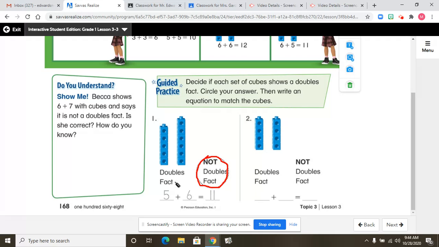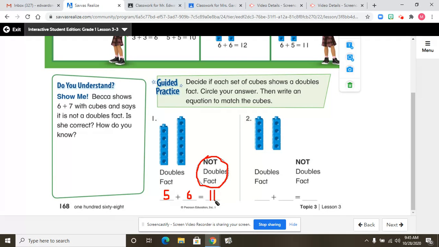Then they want you to write an equation. So, the first tower had 5 cubes. So, trace the 5 cubes. Plus, the second tower had 6 cubes. So, trace the 6. And then if we count these all up, 1, 2, 3, 4, 5, 6, 7, 8, 9, 10, 11. Or we can go 2, 4, 6, 8, 10, 11. 11 is our answer.